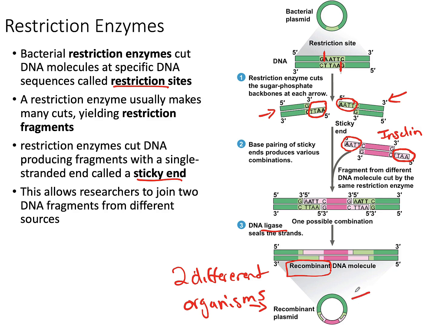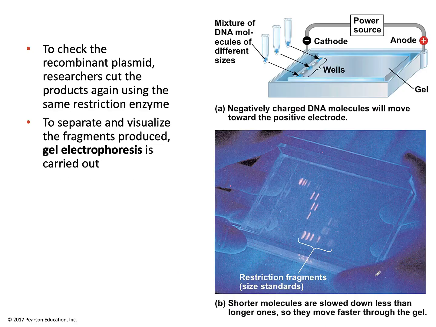So now this recombinant DNA, we're going to need to check it. We check the recombinant plasmid by running it on something called a gel electrophoresis. A gel electrophoresis is here. There are several wells right here that are places you can insert DNA, and this is a porous gel.